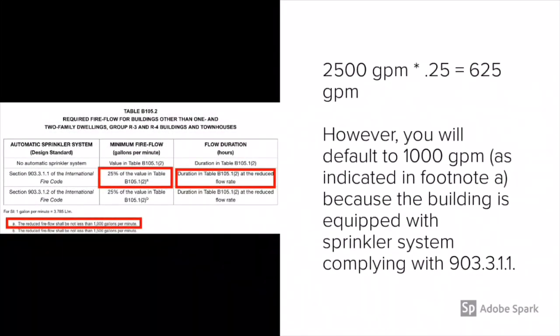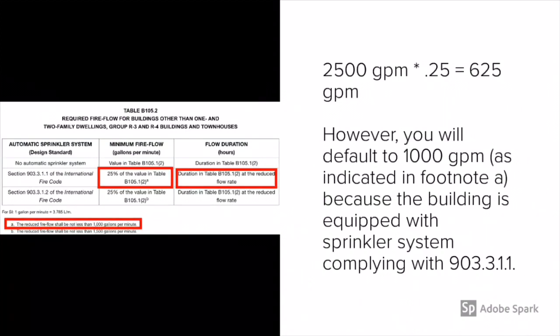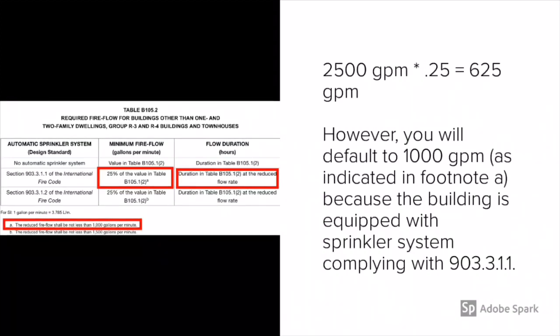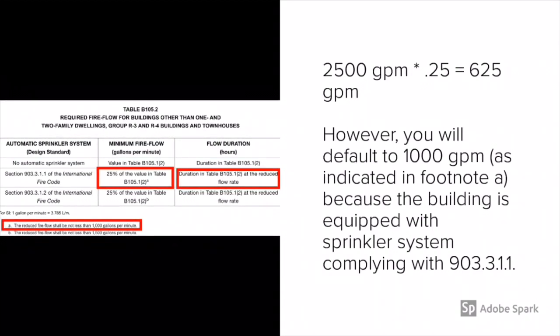A 13,000 square foot Group M building of 2B construction would have a fire flow requirement of 2,500 gallons per minute for 2 hours. If we take 25% of that for the 13 sprinkler system, we'll have a fire flow requirement of 625 gallons per minute. We know because of footnote 8 that we cannot accept that. We have to default to 1,000 gallons per minute as indicated.